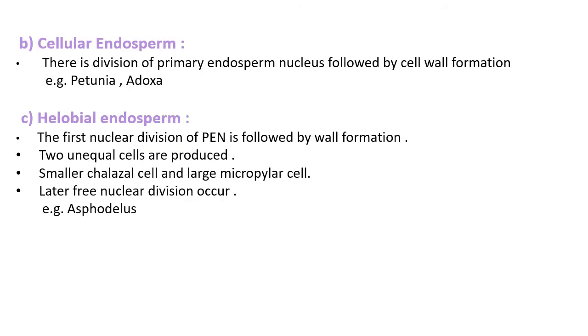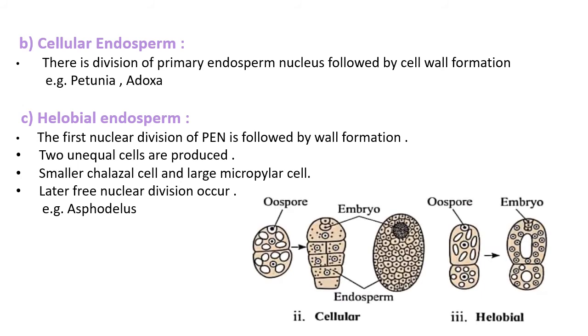The second type of endosperm is cellular endosperm. In the diagram, we see that there is division of primary endosperm nucleus. In the first diagram, we see division of primary endosperm nucleus into two cells. Then in these cells, the nucleus also undergoes division. Similarly, a number of free nuclear divisions occur inside the primary endosperm nucleus.